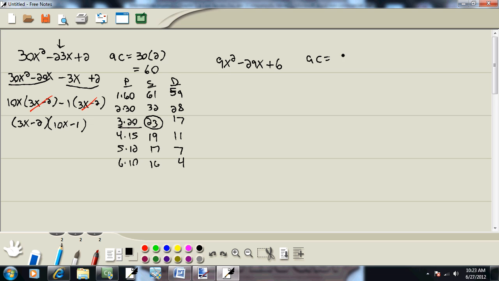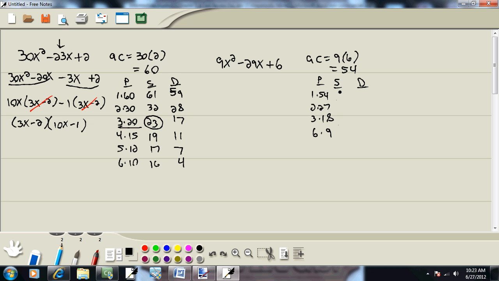So we're going to take the number at the beginning times the number at the end. So 9 times 6, and it gives us 54. Write down all products that give us 54. 1 times 54, 2 times 27, 3 times 18. 4, I don't think so. 5, no. 6 times 9.